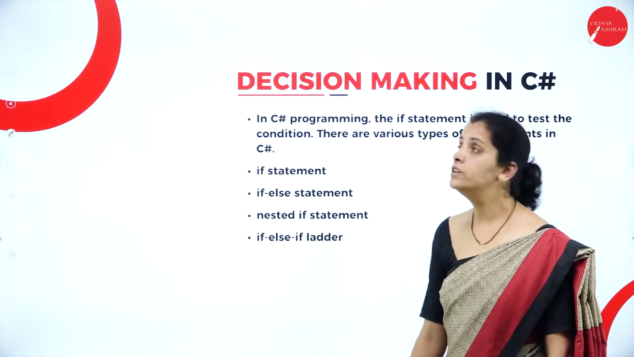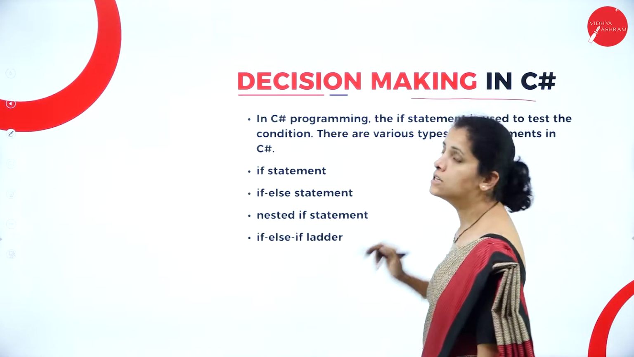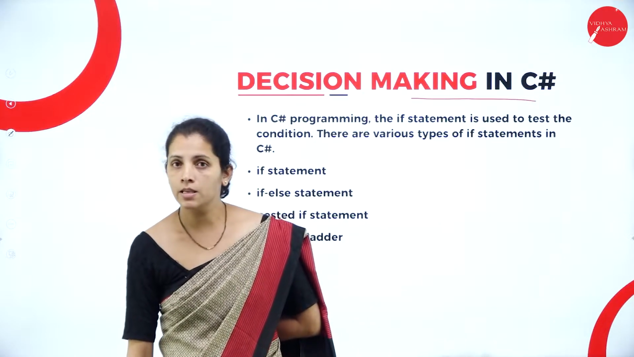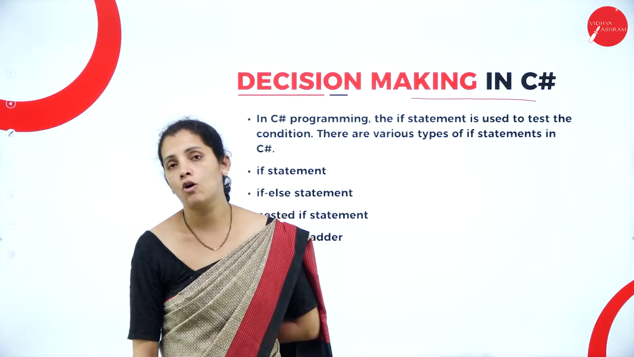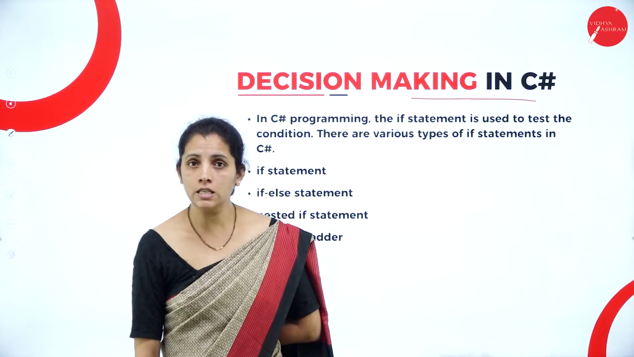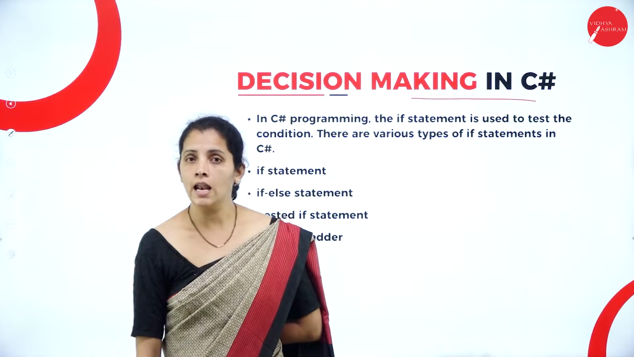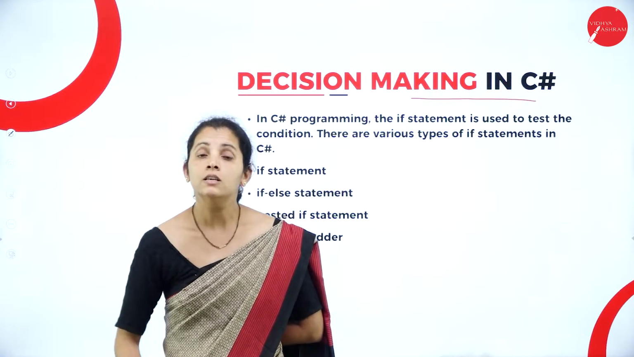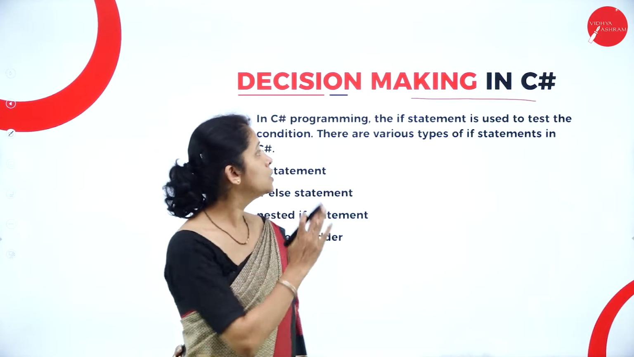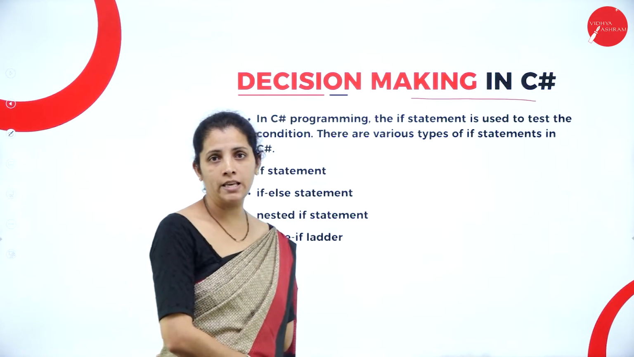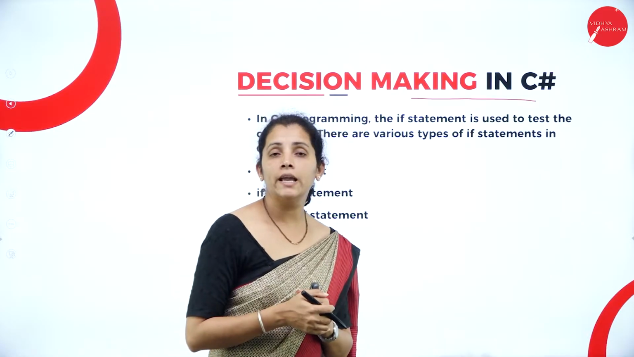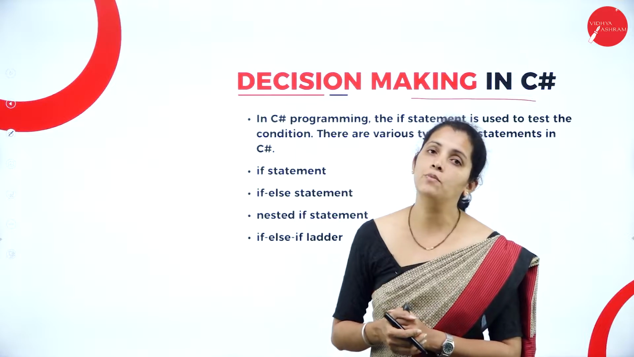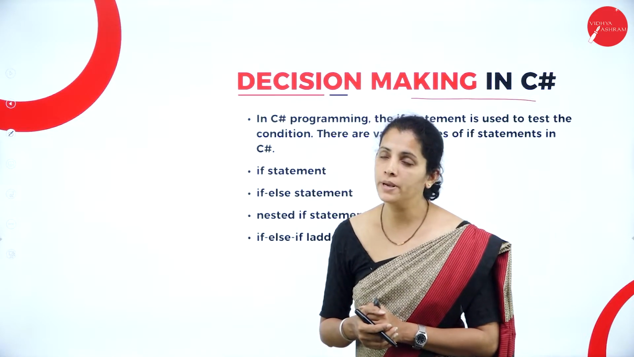Then I have decision making in C-hash. So dear student, if I consider the C program or C++ or Java, we discussed selection statements, along with that iteration statements. So here selection statements are known as decision making. That means I have to take some decision based on the situation. For that, I'm going to use decision making.